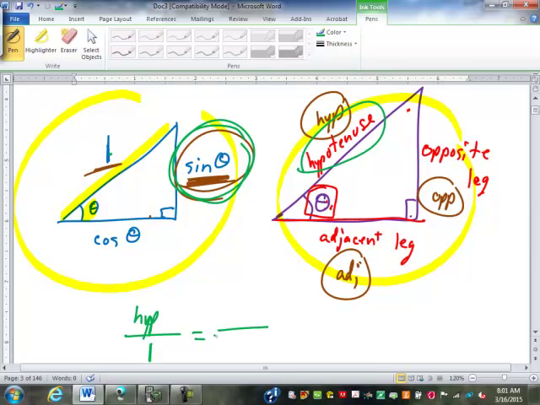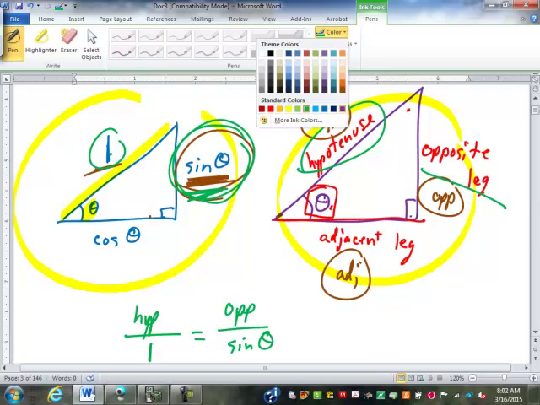Is that going to go on top or bottom? It goes on bottom because it's from the same triangle as the 1, right? Sine. What side in the other triangle matches up with the sine? The opposite leg.